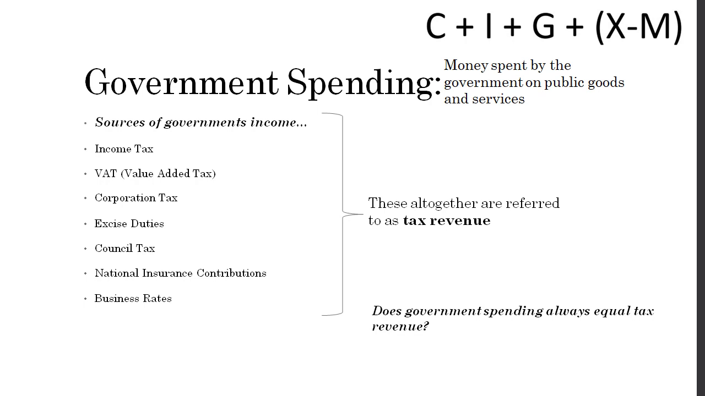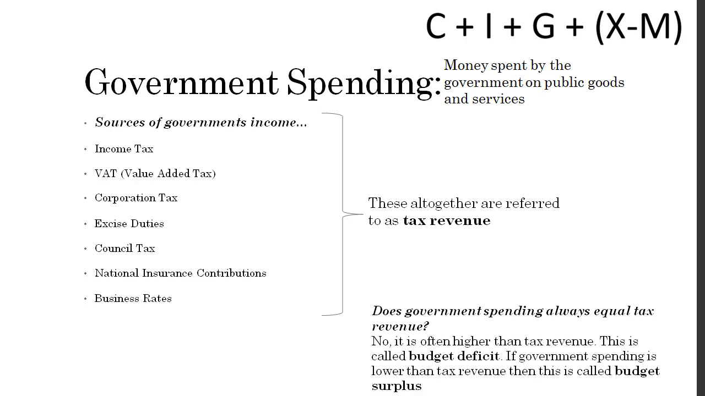Does government spending always equal tax revenue? The answer is no. It is often higher than tax revenue. This is called budget deficit. If government spending is actually lower than tax revenue, then this is called budget surplus.